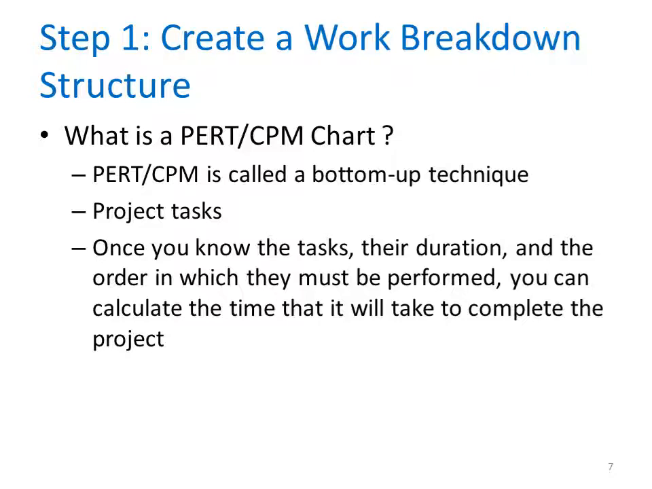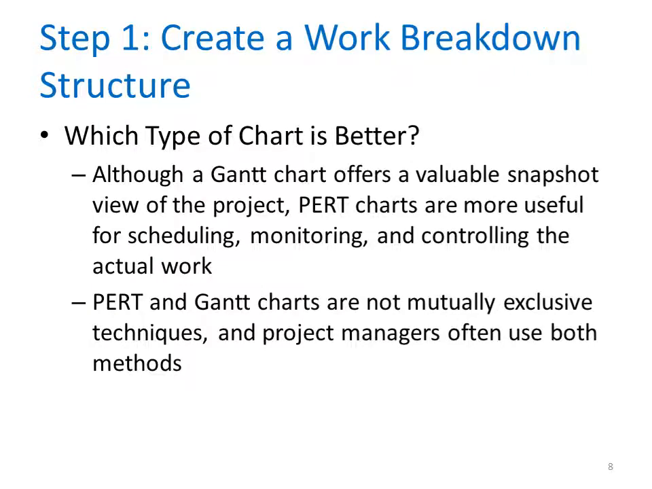Once you know the tasks, their durations, and the order in which they must be performed, you can calculate the time that it will take to complete the project. You also can identify the specific tasks that will be critical to a project's completion. So which type of chart is better? Well, actually they both have their place in project management. The Gantt chart offers a valuable snapshot view of the project, but PERT charts are more careful and more useful for scheduling, monitoring, and controlling the actual work.